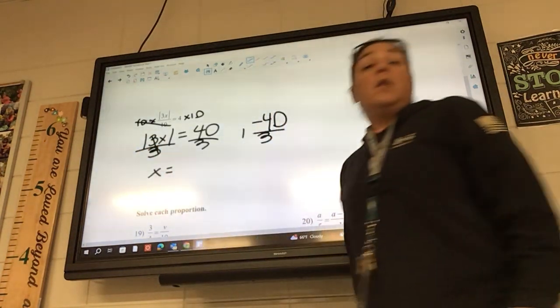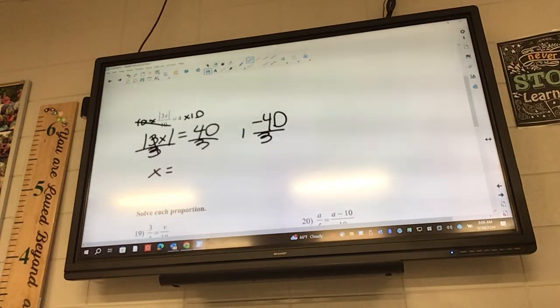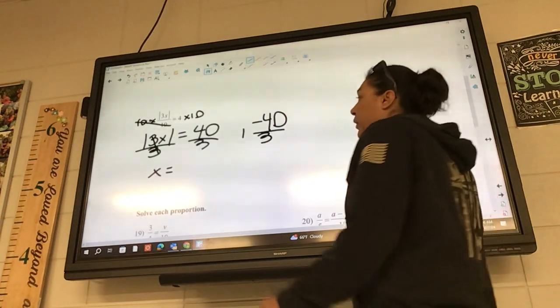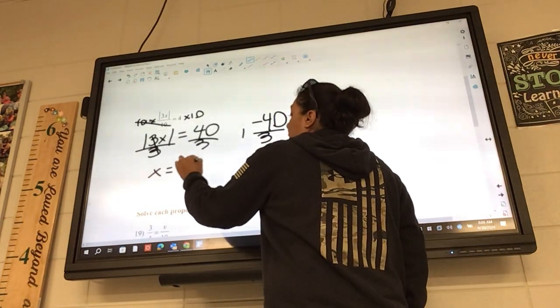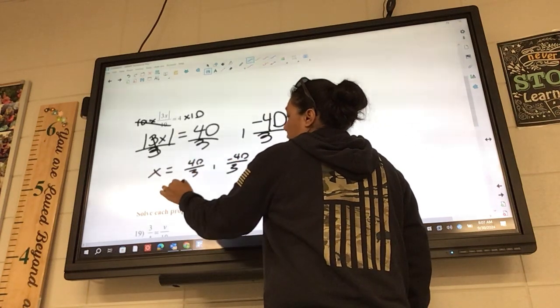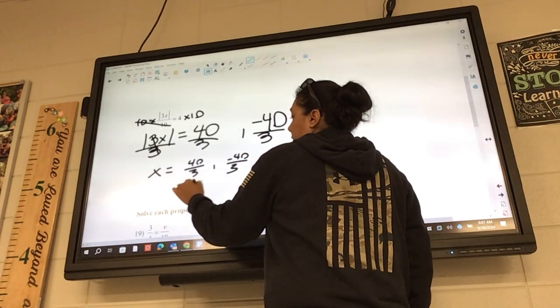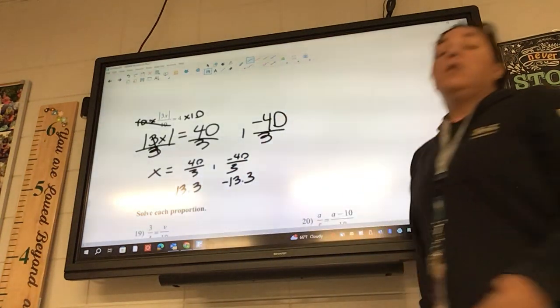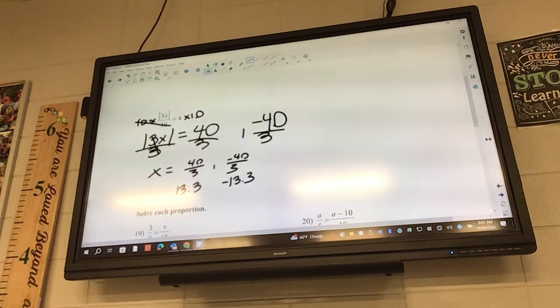And what is 40 over 3? Okay, what's the fraction? It's still 40 over 3? Okay, so you can say 40 over 3 or negative 40 over 3 for your answer, or negative 13.3. Okay, so either one of those works, it does not matter to me. If you are going to do the decimal, don't round or anything, write the first digits that it says on the calculator.